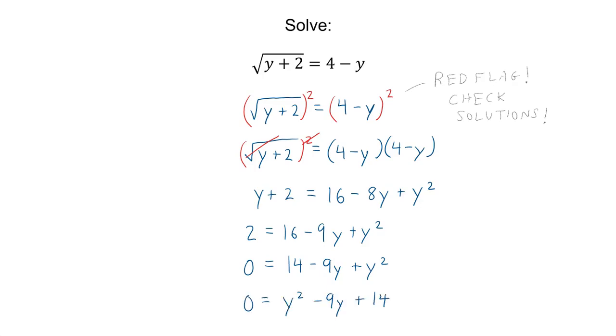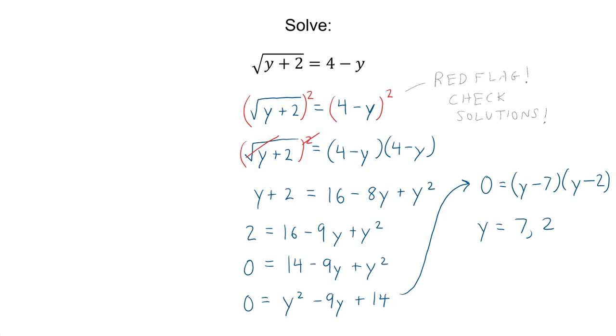Now my terms are in the correct order so that I can factor y squared minus 9y plus 14 to solve my equation. Factoring the right side of the equation gives us the factor y minus 7 times the factor y minus 2. Setting each of those factors equal to 0 and solving for y gives us the possible solutions of y equals 7 and y equals 2.